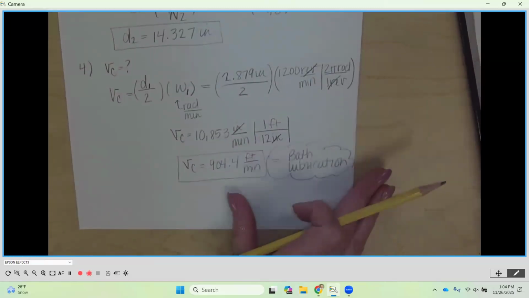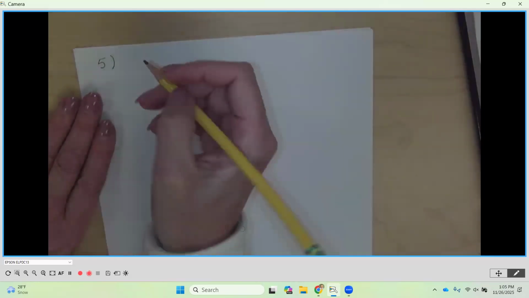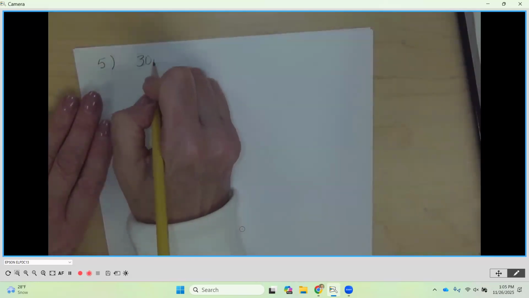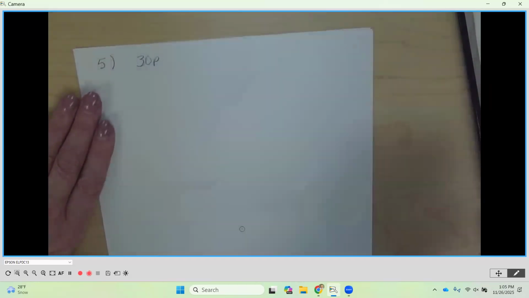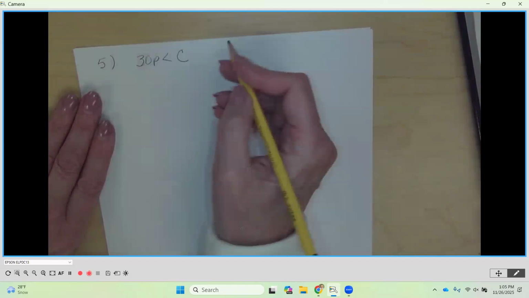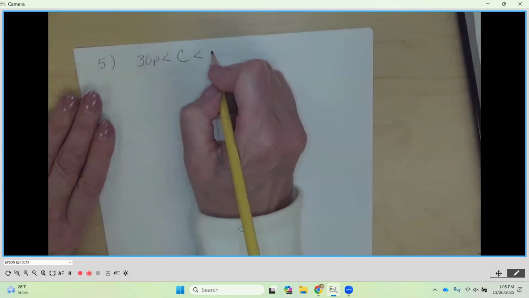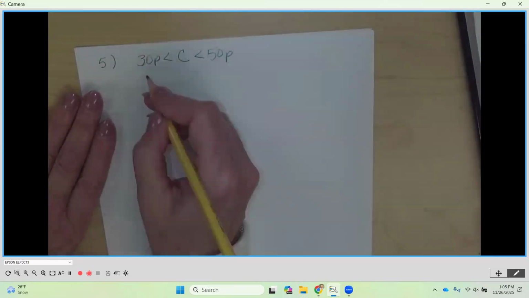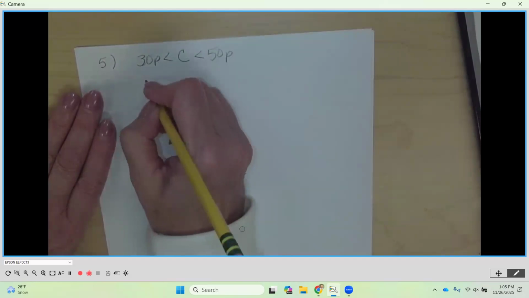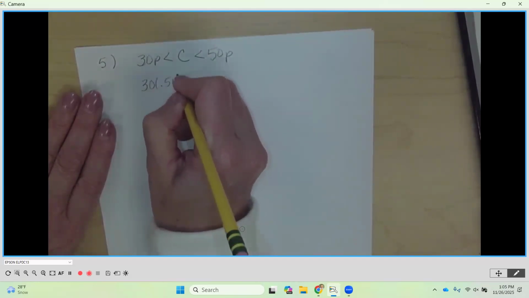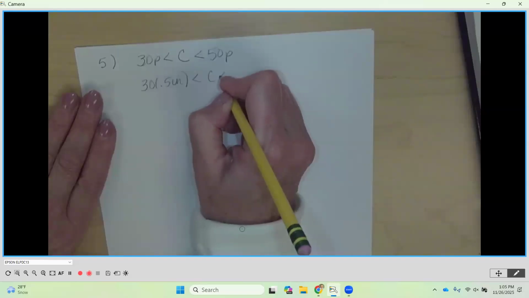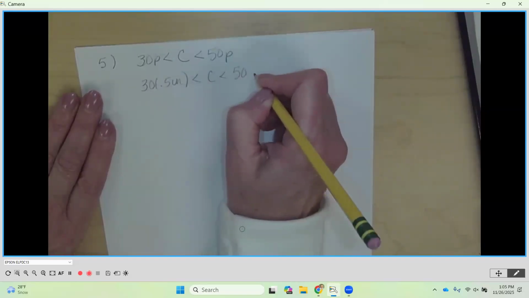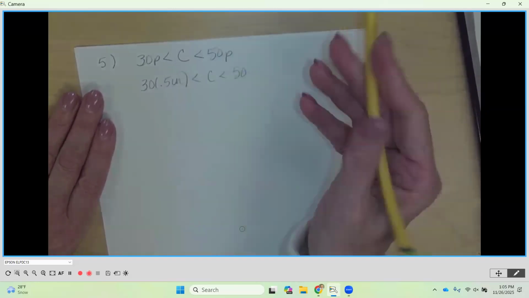So, new piece here. This is going to be step number 5. Okay. We need to say 30 times P is going to be less than our center. So our center is going to be in the middle, and then it can't be greater than 50 times P. So our center distance range is going to be 30 times 0.5 inches and 50 times 0.5 inches.